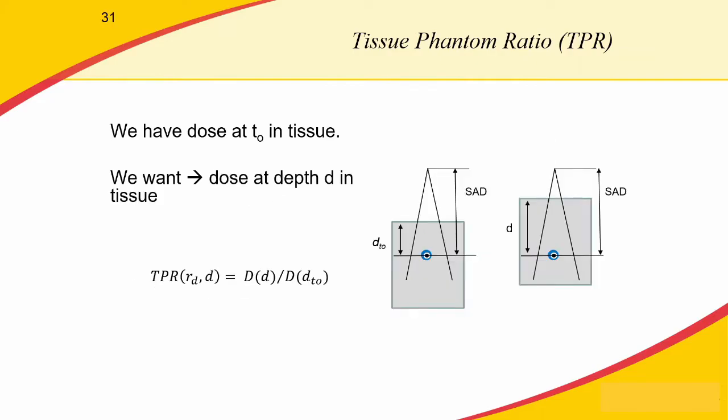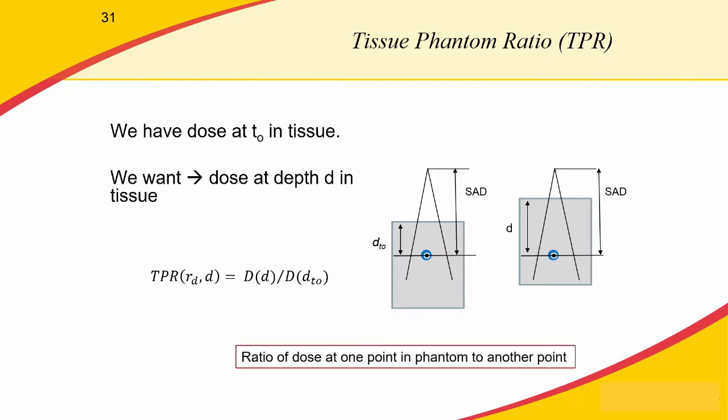So what have we done for this? We've basically taken our phantom, made a dose measurement at one point, then we've moved the phantom up, and we've made a dose measurement at a different point. In both of these cases, we're still at the same SAD, and our measurement point is still the same distance from our source. So really, the TPR is just the ratio of dose at one point in the phantom to the dose at another point in the phantom.